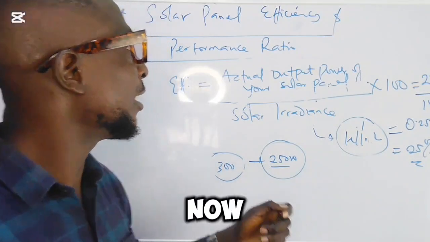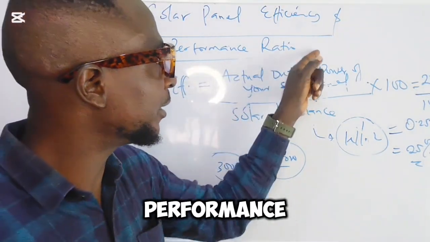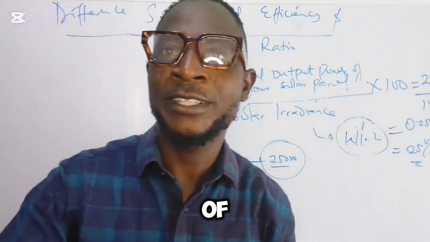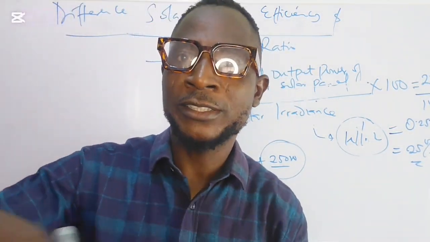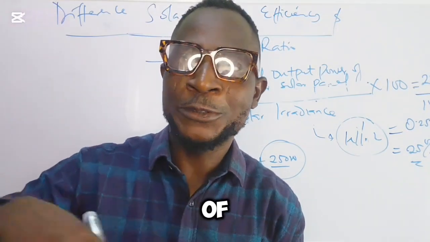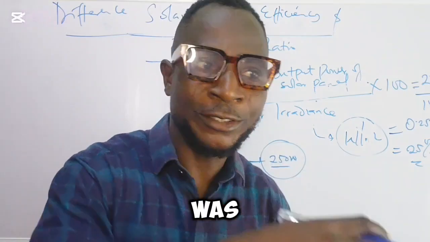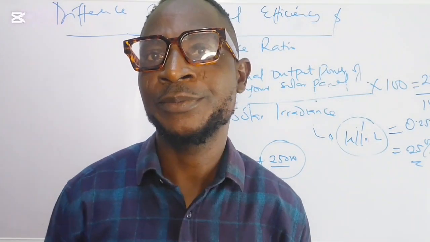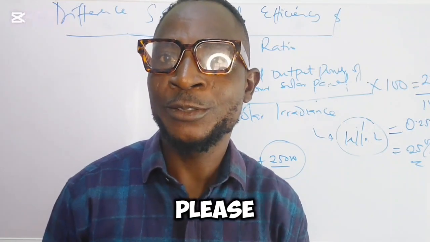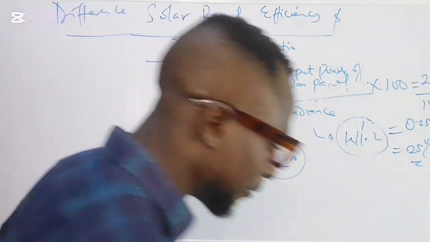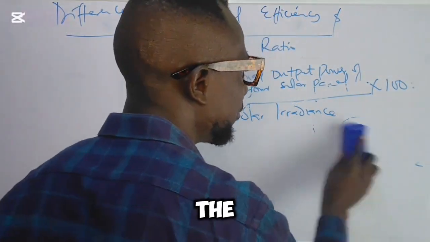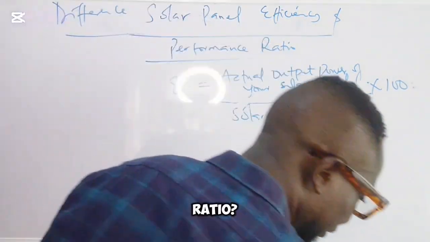So that is that. Now we discuss what we call performance ratio. So what is performance ratio? The performance ratio is talking of the performance of the total array of solar panels that was installed in a particular location. That is what we call the performance ratio. Please do not misquote performance ratio with solar panel efficiency. Now, what is the formula for calculating performance ratio?